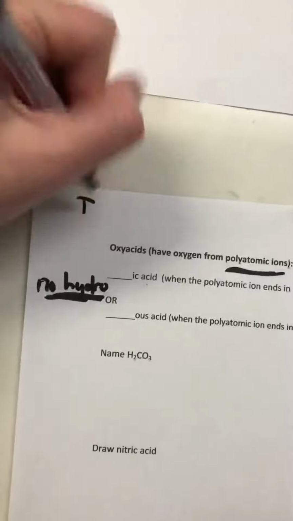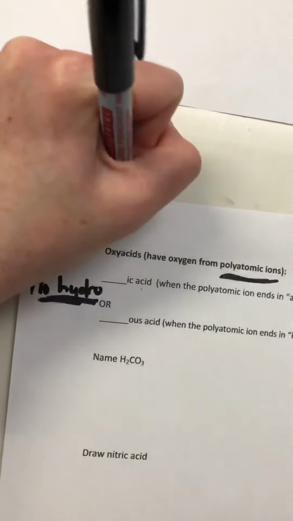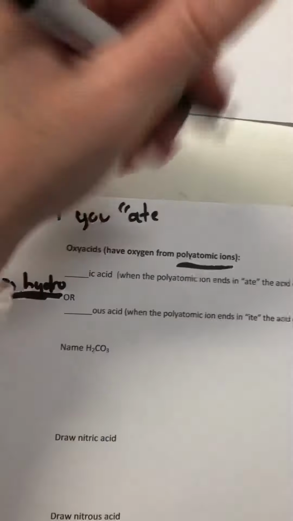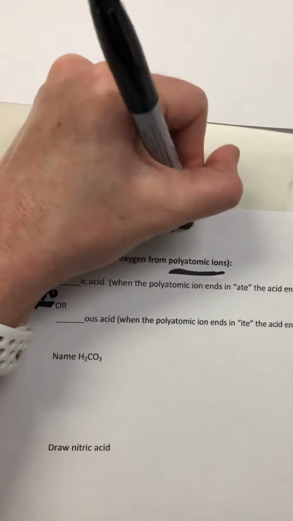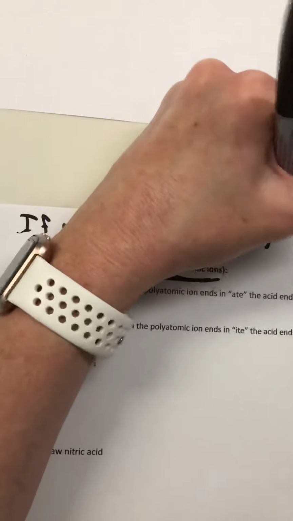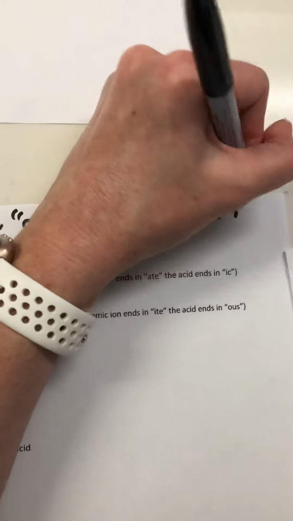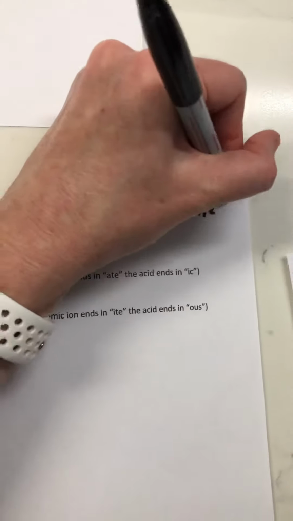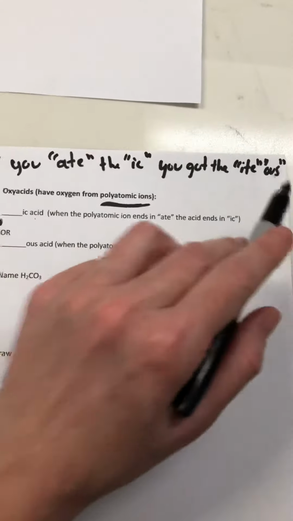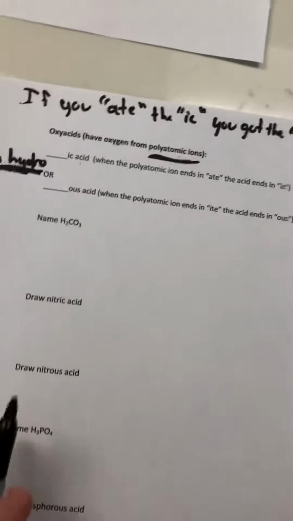I like to say in class, if you ate the ic, you got the itis. So if you ate the ic, you got the itis. In other words, -ate becomes -ic, and -ite will become -ous. Let's talk about what that means.